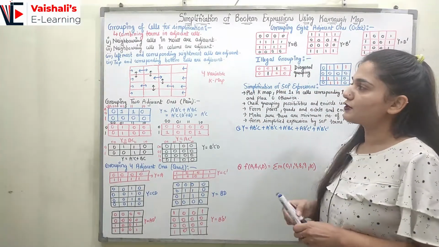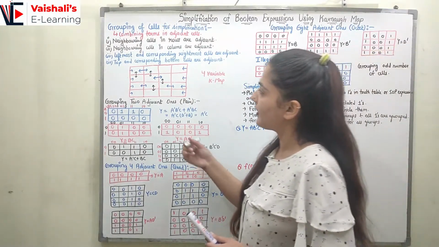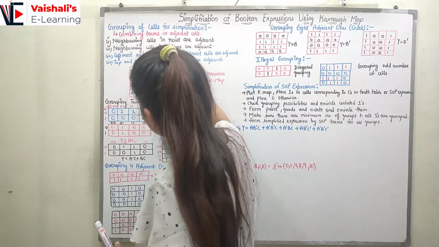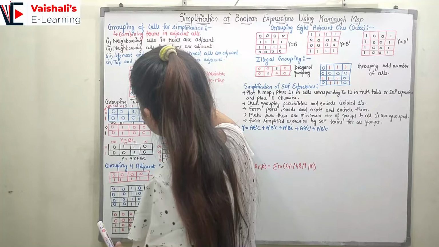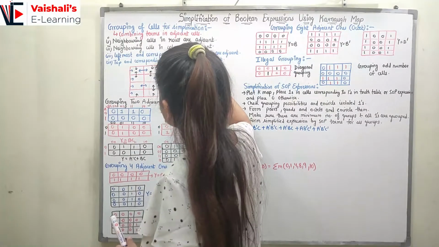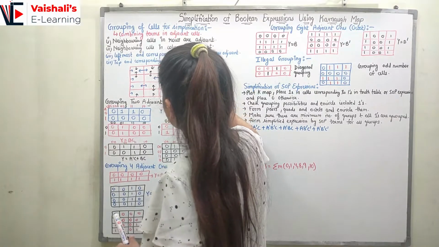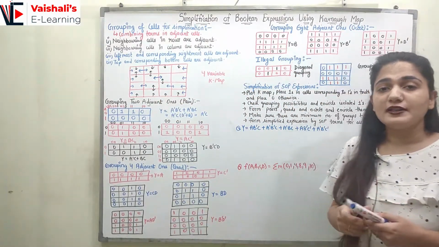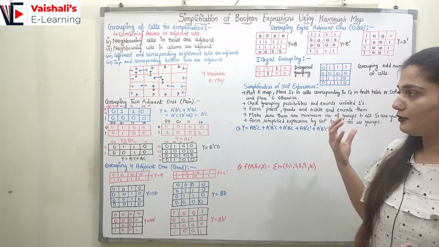Similarly, top and corresponding bottom cells are adjacent. So this cell and this cell are adjacent. This cell and this cell are adjacent. This cell and this cell are adjacent. This cell and this cell are adjacent. So as of now, we have understood how we can make the grouping.